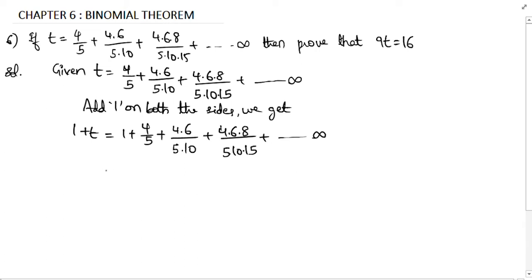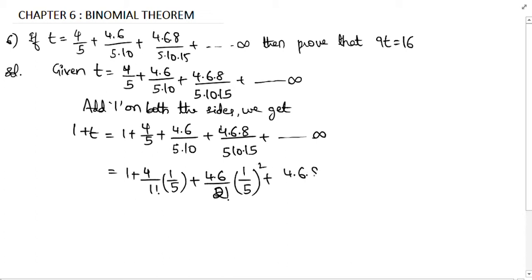So this we can write as 1 plus 4 by 1 factorial into 1 by 5 plus 4 into 6 divided by 2 factorial into 1 by 5 whole square plus 4 into 6 into 8 divided by 3 factorial into 1 by 5 whole cube plus so on up to infinity.